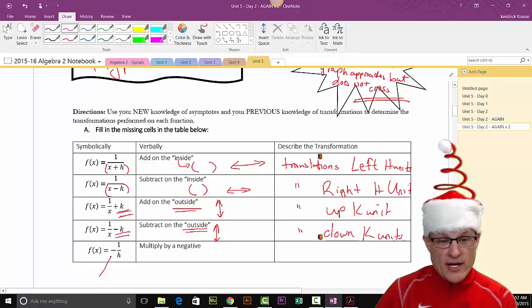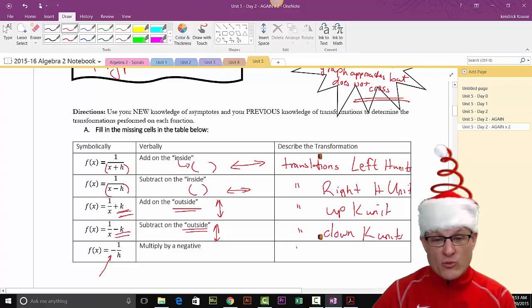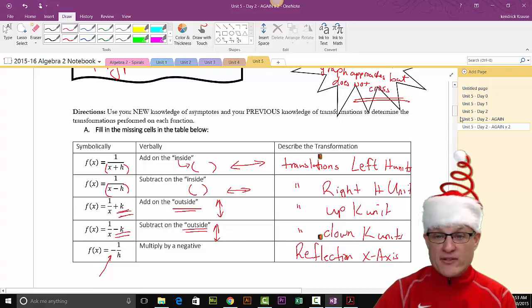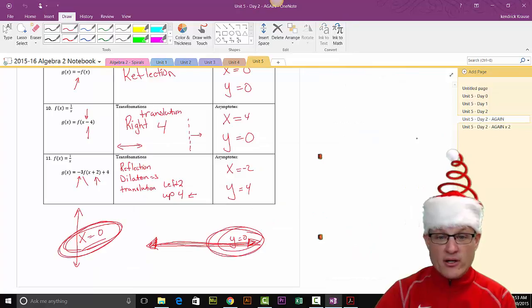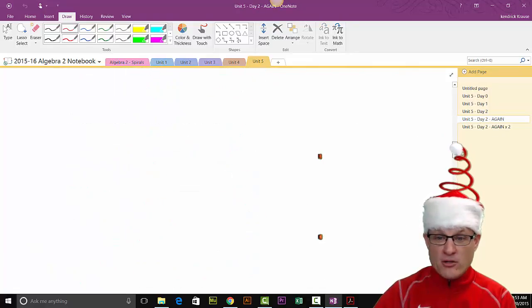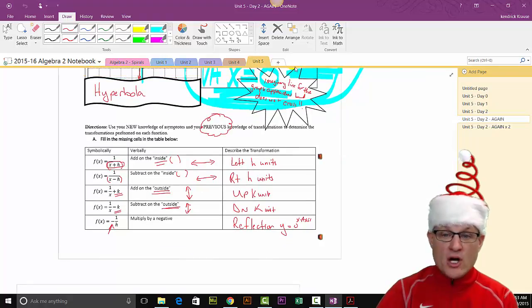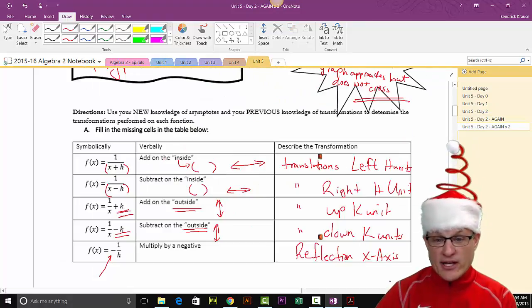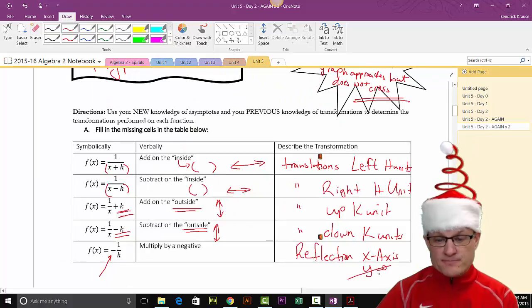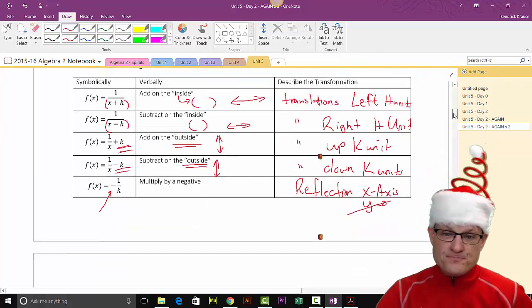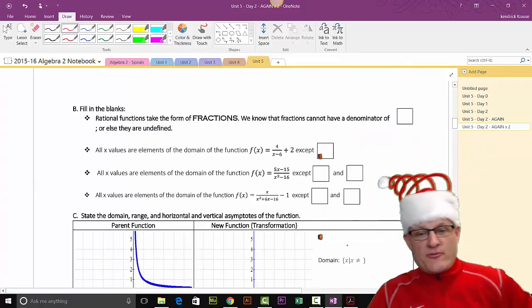And it should come as no surprise that when we throw a negative in front, it is a reflection in the x axis. I wonder if I said that in my last talk. Let's see. Oh, look. There it is. I did it already before. Well, I should probably say the x axis is the line y equals 0. All right. So moving on. Let's go through a few of these.